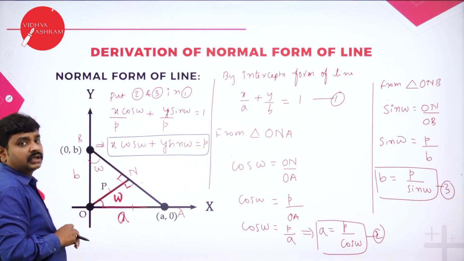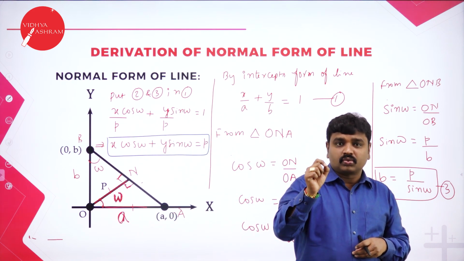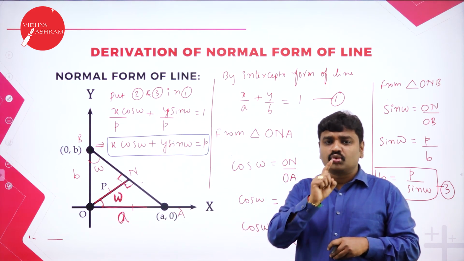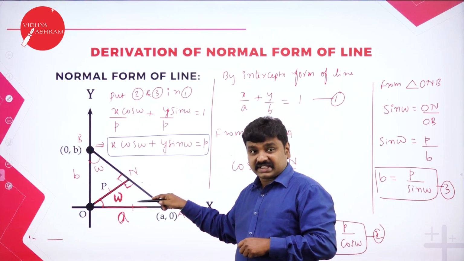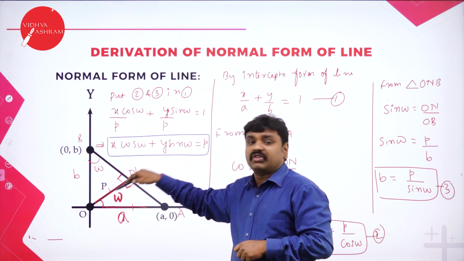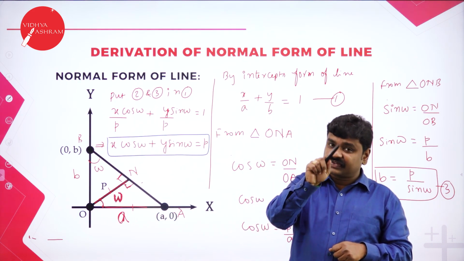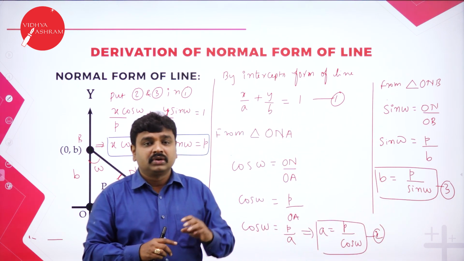So now we got the normal form. What is the normal form of a line? X cos omega plus y sin omega is equal to P. What is omega? The angle made by the normal or perpendicular with the x-axis. What is P? The length of the perpendicular, or P is the distance of the line from origin. So memorize this. By now you have learnt one more form.